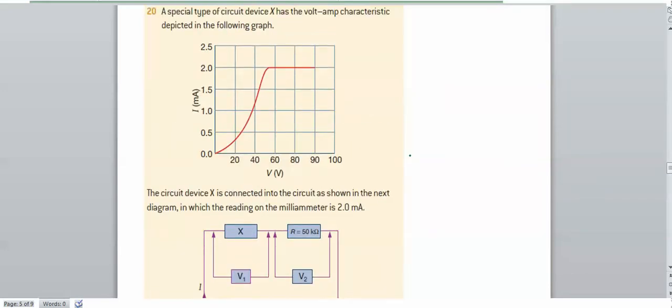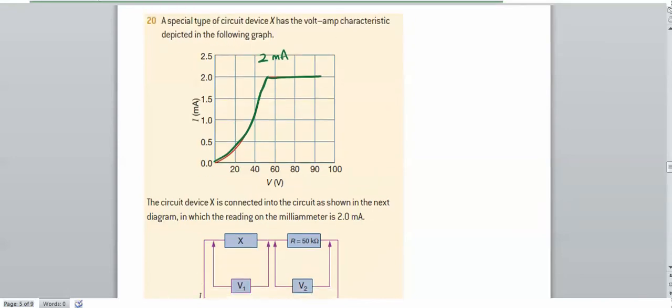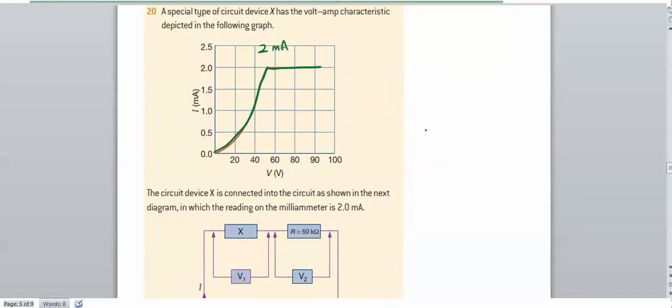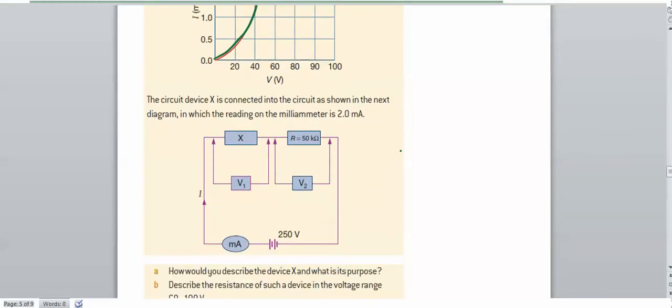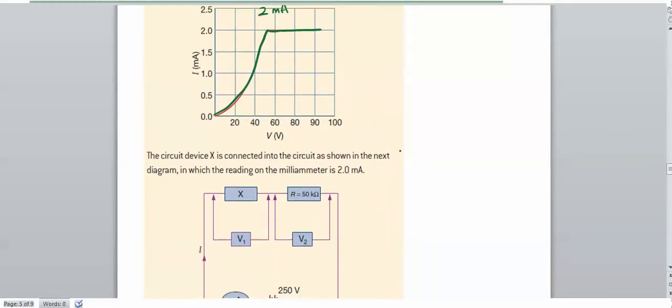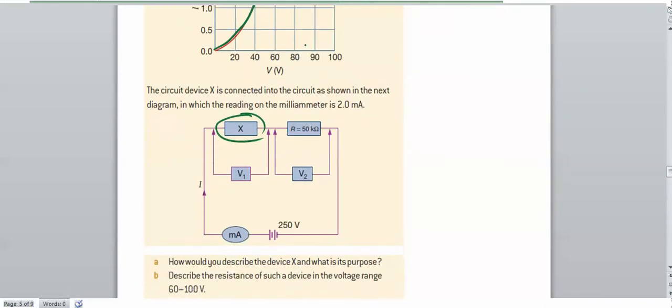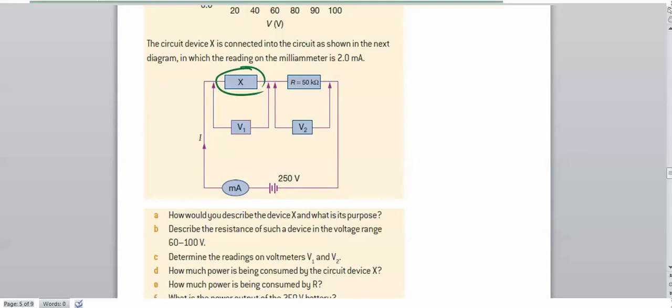Well, let's have a look at the graph. What you notice is that it gets to a current of 2 milliamps, and then no matter how much voltage is across it, the current is restricted to 2 milliamps. So there's a number of reasons why we might want that. Number one, we don't want the element to get too hot. This device is used to restrict the current through the circuit. So how would you describe X and what is its purpose?